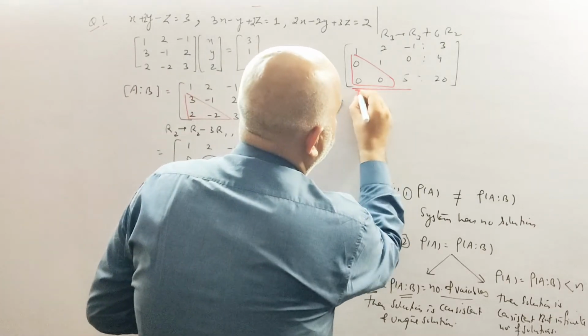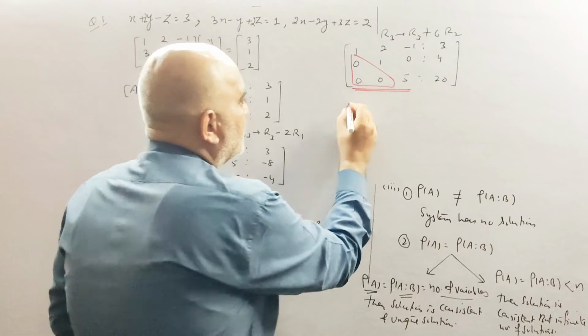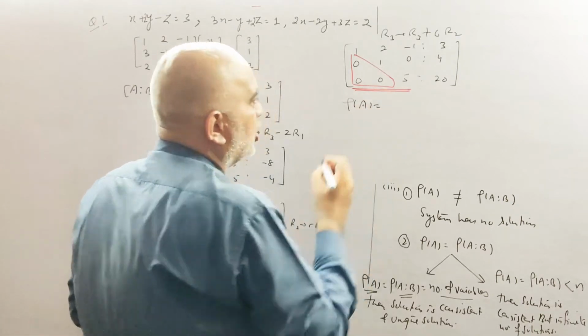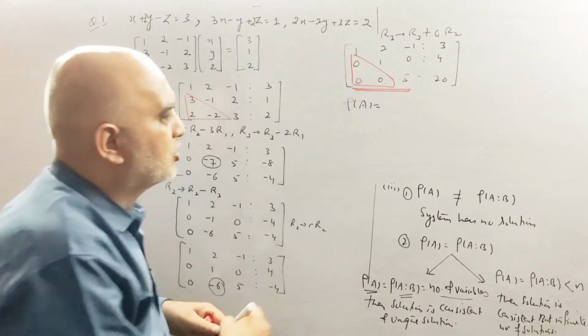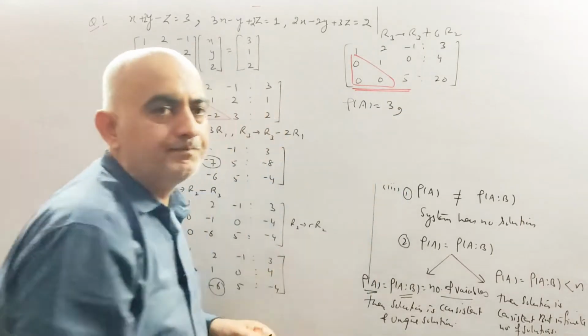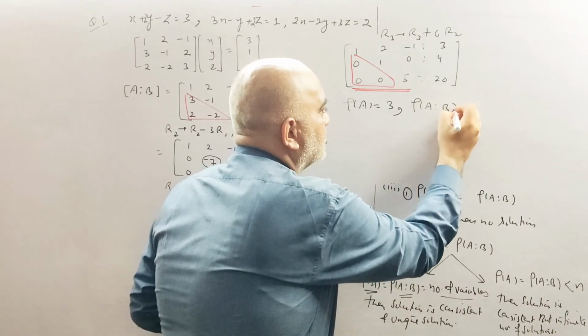After converting it into the triangular form, first of all, you should see this one. This is our A matrix, right? This is our A matrix. So what is the rank of A? Find the number of non-zero rows. Number of non-zero rows are 3 here. So it means rank of A is 3. And you should check rank of AB also.